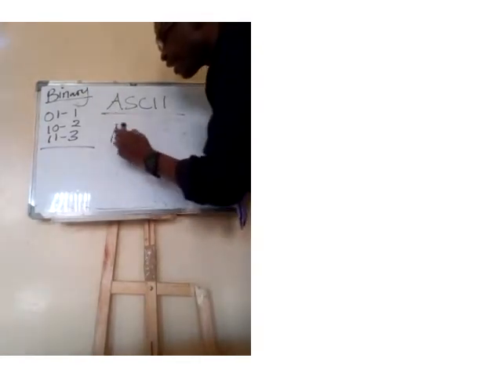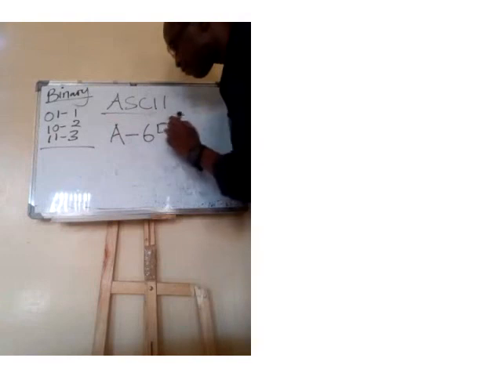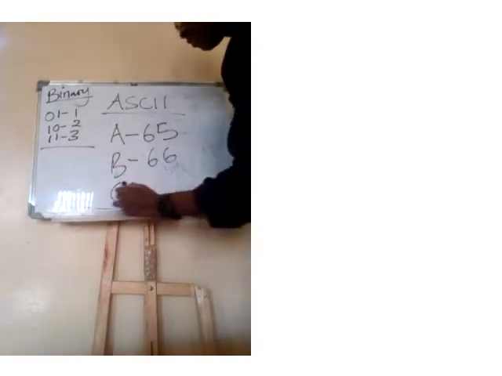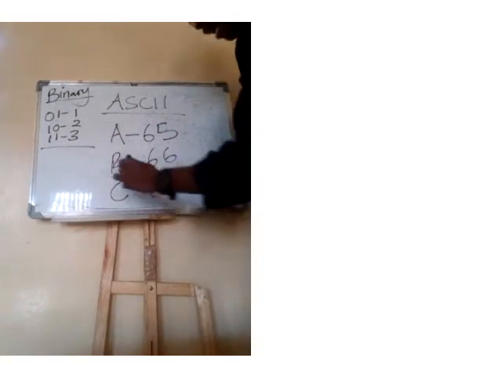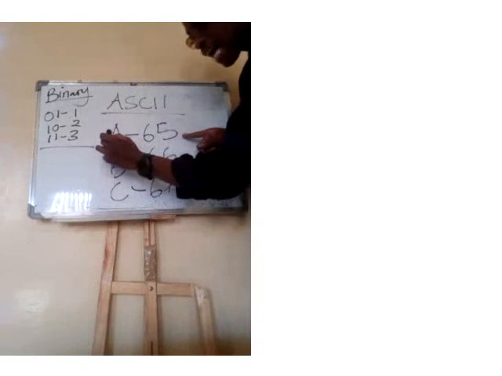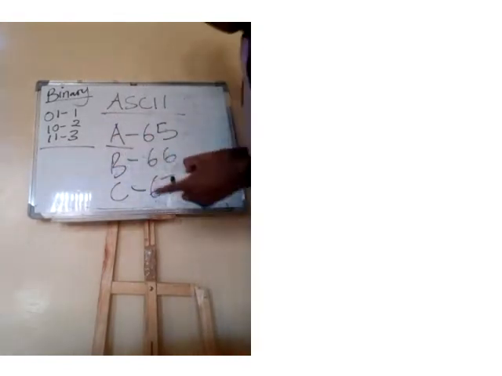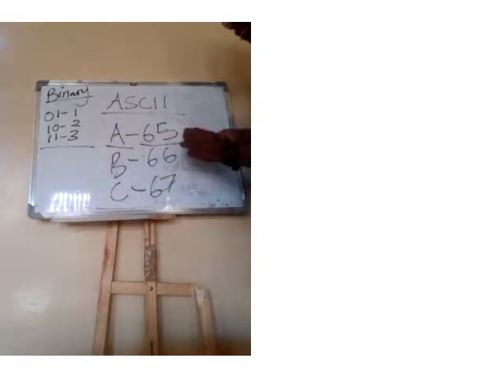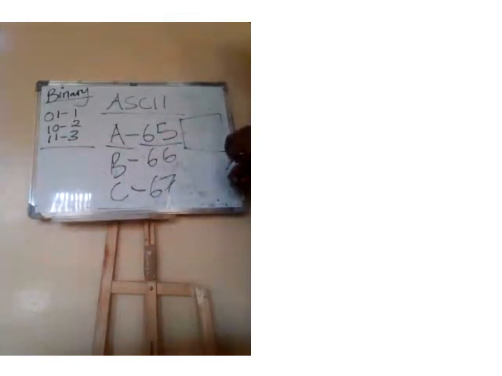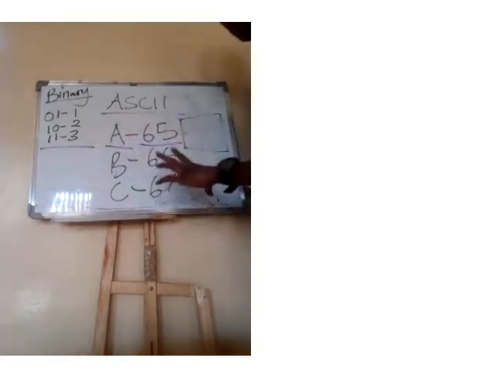So A is 65. B is 62. C is 67. And then you go on like that. Now, you type in A, the computer converts it to 65. But now, what is 65 in binary?